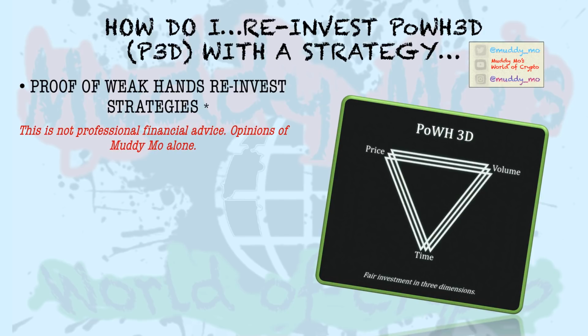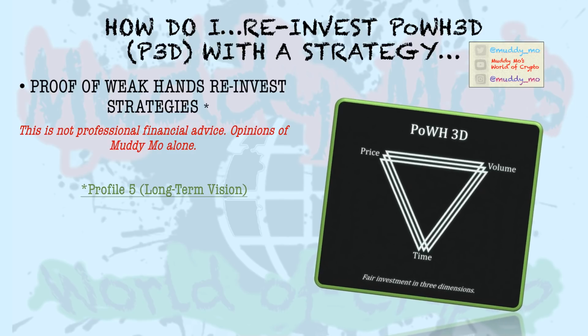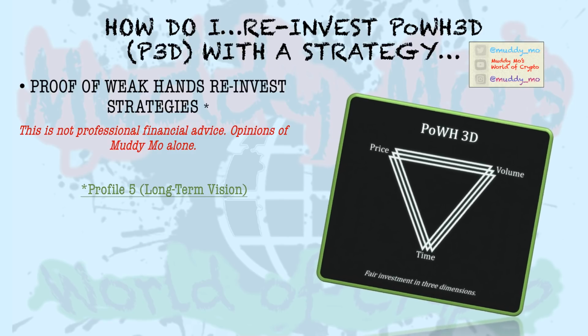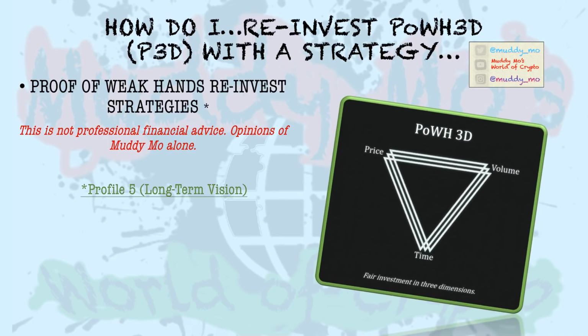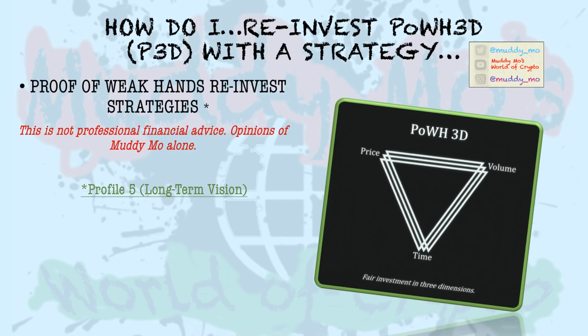We're at the last one, y'all. This is not professional financial advice. Everyone must do their own due diligence. Now, profile number 5, I've got the star buyer. This is the long-term vision, that 5 to 10 year vision.